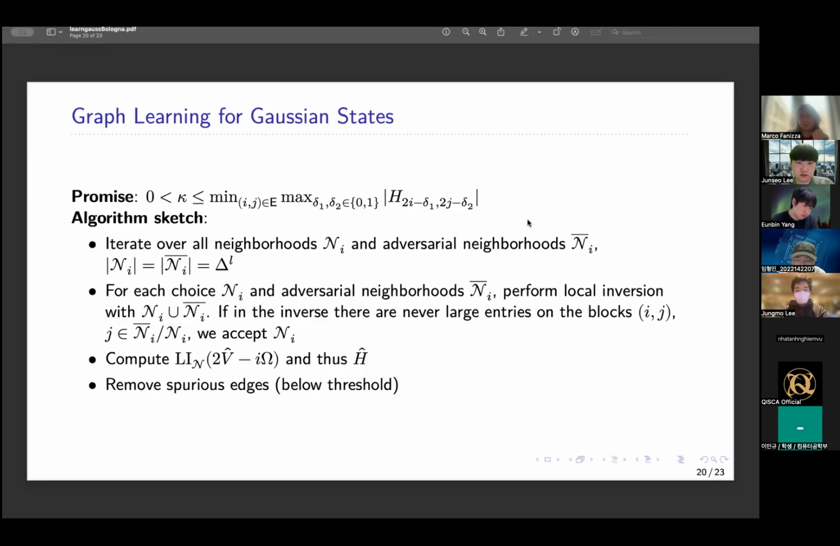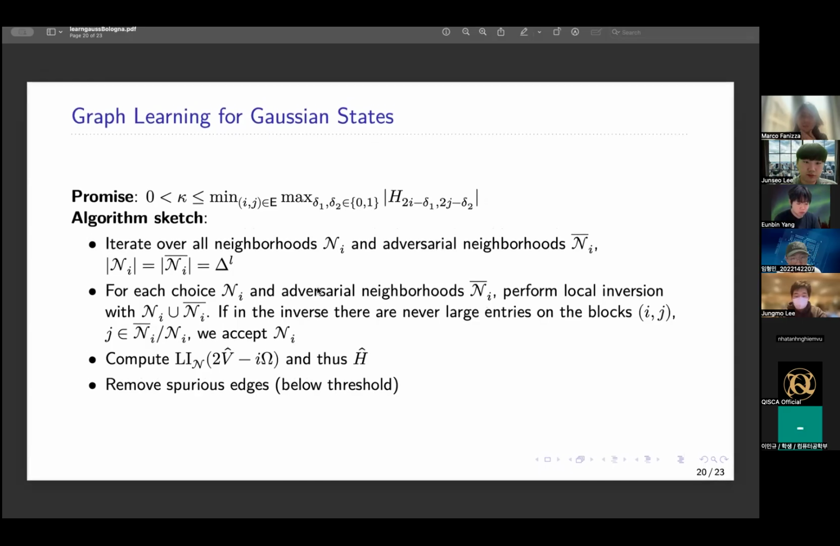And finally, let me also tell you something about graph learning. So here we start with a promise. The promise is the following. We say that all the edges are such that there is at least one entry of the 2x2 block associated to the edge that is larger than the threshold kappa.